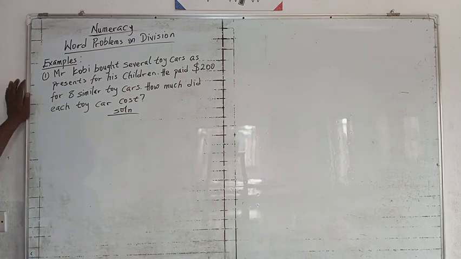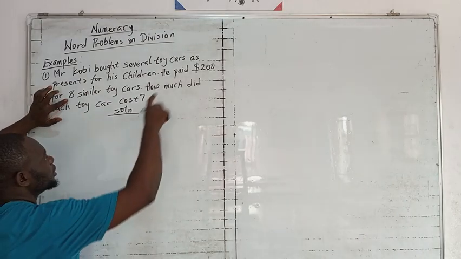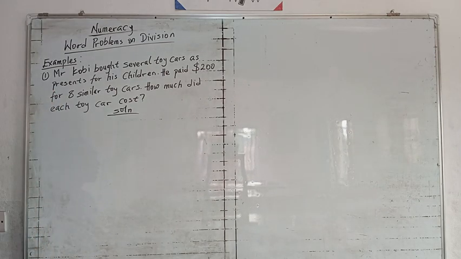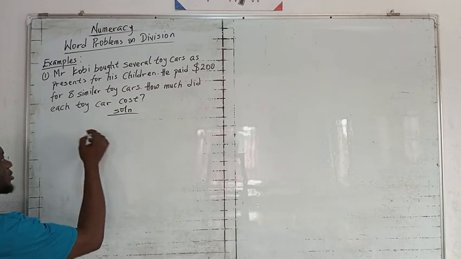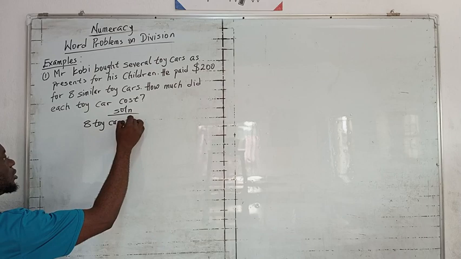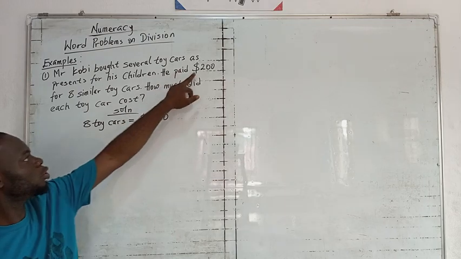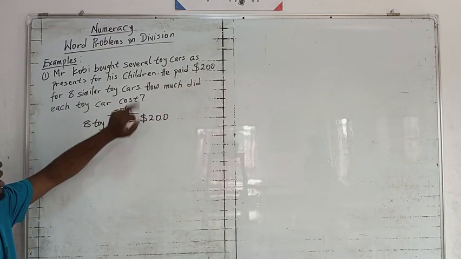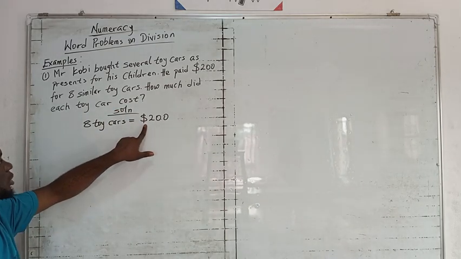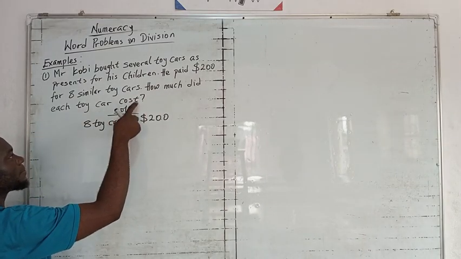Looking at these variables, you notice that the only information in this question is that $200 bought 8 toy cars. So, let's bring it out. 8 toy cars equal to what? $200. That's what it says. That he paid $200 for 8 similar toy cars. Meaning that he paid $200 for 8 toy cars. So 8 toy cars is $200. Now the question says, how much did each toy car cost?